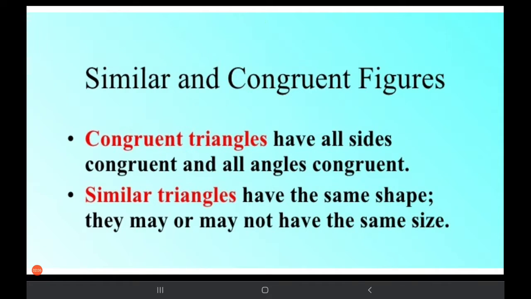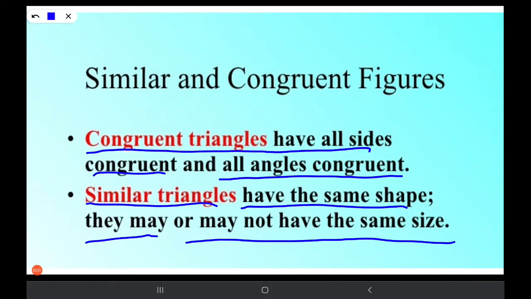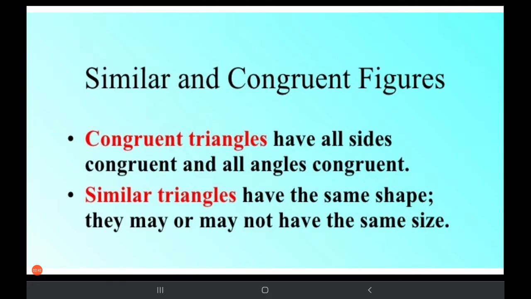So coming to triangles, congruent triangles have all sides congruent and all angles are congruent. It means congruent is nothing but same. So congruent triangles, the sides and angles are same. Similar triangles have the same shape, they may or may not have the same sizes. I hope you understand about similar figures and similar triangles and congruent figures and congruent triangles, right?